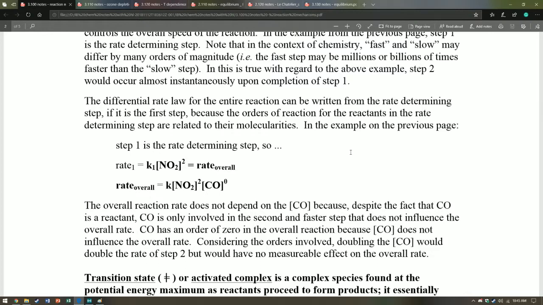The overall rate does not depend on carbon monoxide, since despite being a reactant, it's involved only in the second step, and that is much faster, and it therefore doesn't influence the overall rate. Considering the orders involved, doubling the carbon monoxide concentration would double the rate of step 2, but it would have no measurable effect on the overall rate.